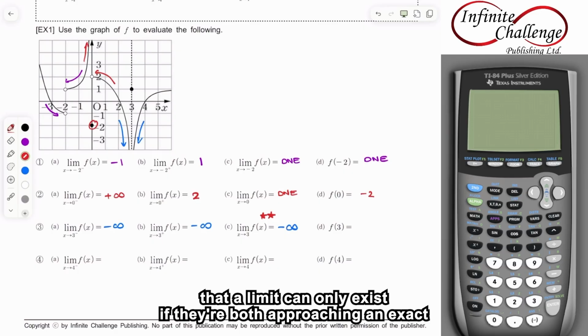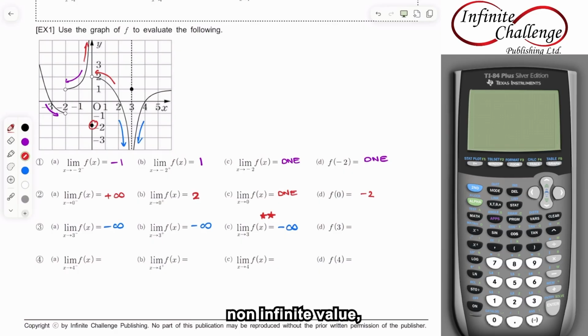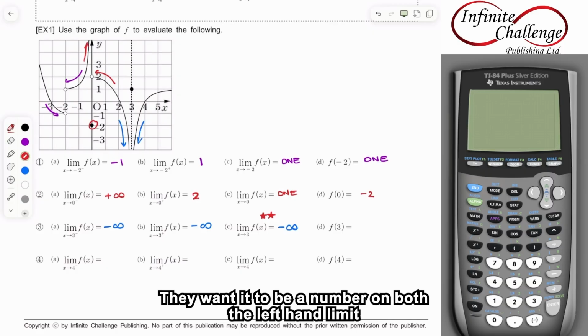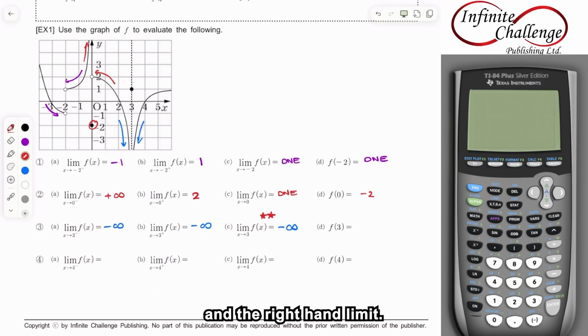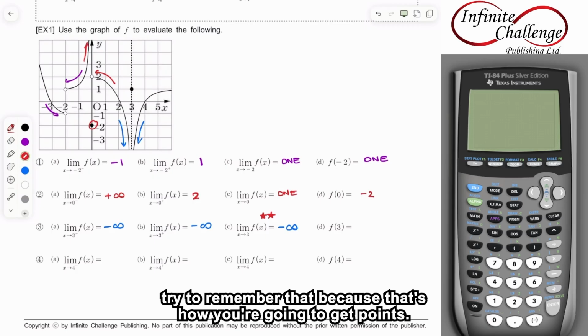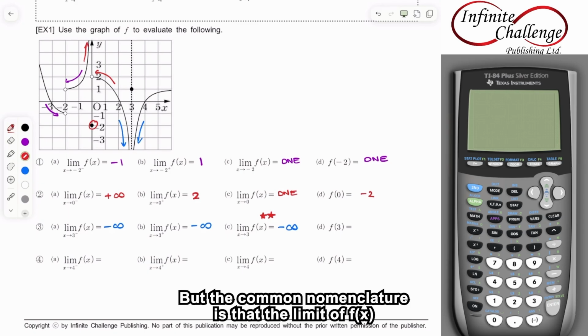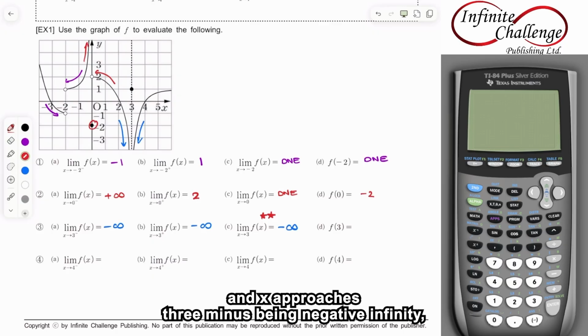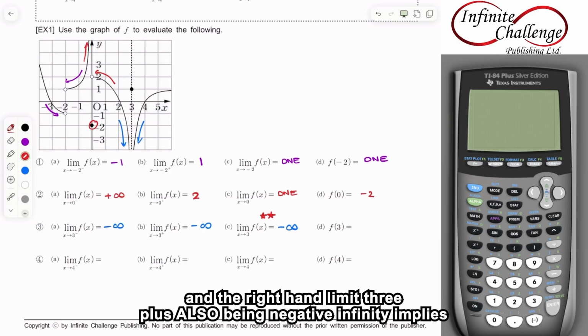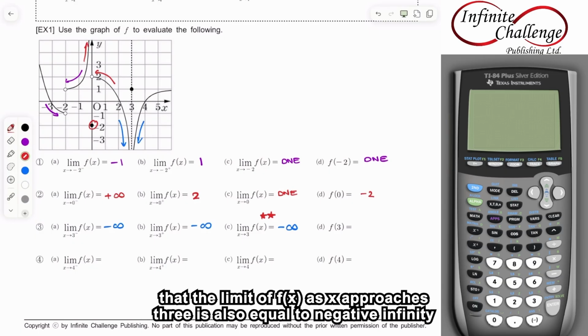But be warned, certain schools like to emphasize the fact that a limit can only exist if they're both approaching an exact non-infinite value, aka they want it to equal a 2, a 3, a -5, a -20, a 15, a 17. They want it to be a number on both the left-hand limit and the right-hand limit. And if your school uses that kind of philosophy, try to remember that, because that's how you're going to get points. But the common nomenclature is that the limit of f of x as x approaches 3 minus being negative infinity, and the right-hand limit 3 plus also being negative infinity, implies that the limit of f of x as x approaches 3 is also equal to negative infinity.